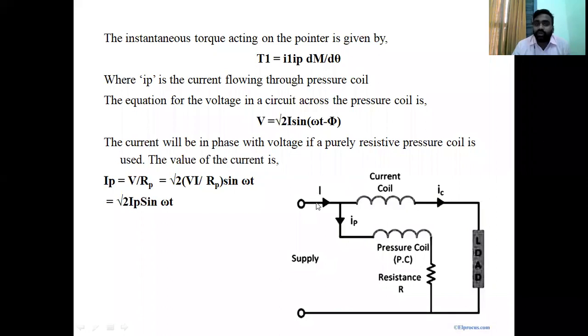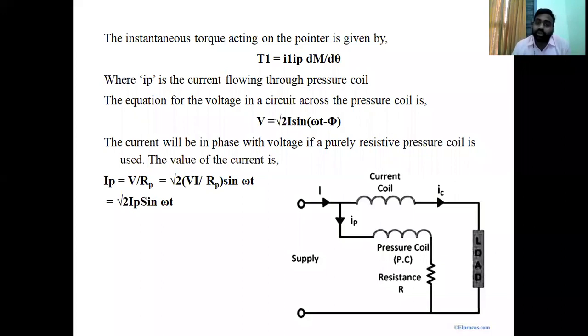If we see the voltage expression, this is an instantaneous voltage applied across, that is V is equal to root 2 V into sine of omega t minus phi. The current is in phase with respect to the voltage. Okay, don't get into a discussion, it is not out of phase. The current is in phase with respect to the voltage.